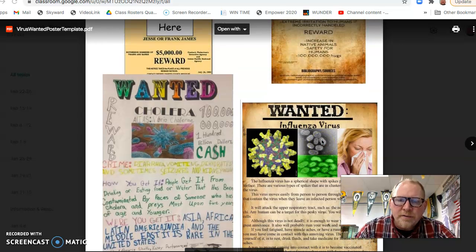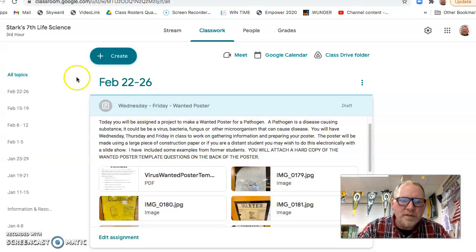Here's wanted, the influenza, the flu. They've got some pictures here. This is the flu virus. And here is cholera, which you can get in Asia, Africa, and Latin America, and the Middle East. What does it cause? It's wanted for causing diarrhea, vomiting, dehydration, and sometimes seizures and kidney failure, according to this guy right here. Okay, these are examples. Now I'm going to switch over and go to some of the other examples that I put in Google Classroom.